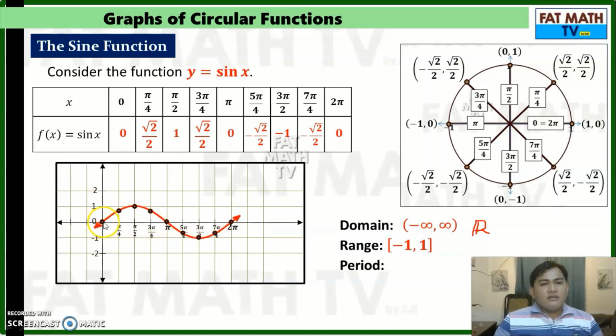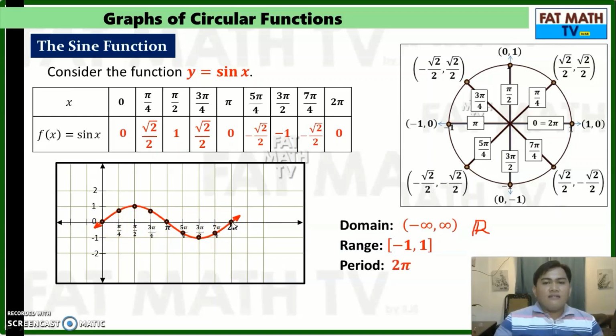So that is from x equals 0 to x equals 2 pi. That is one cycle of the graph. And then from 2 pi, it will make another one until 4 pi. So this is a periodic function. And the period is the length in the x values until such time it will repeat itself.